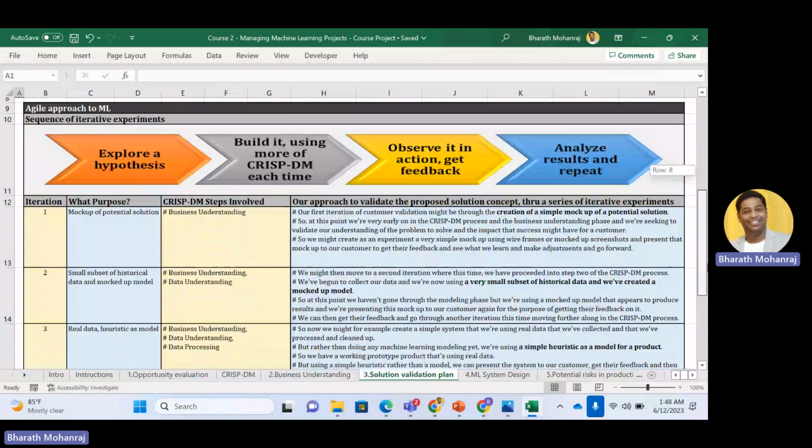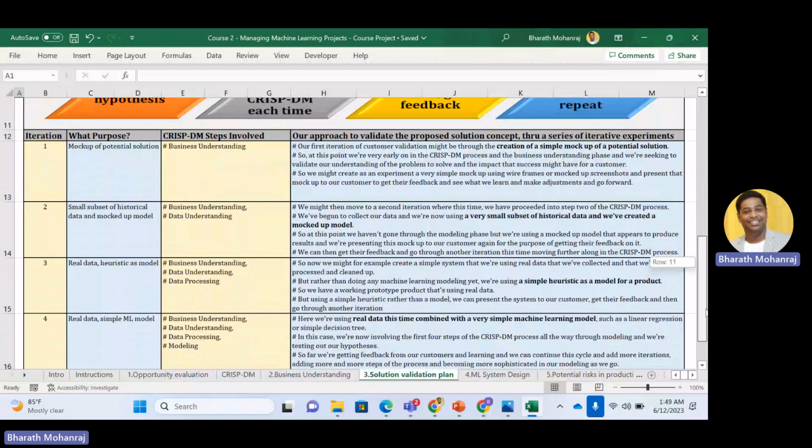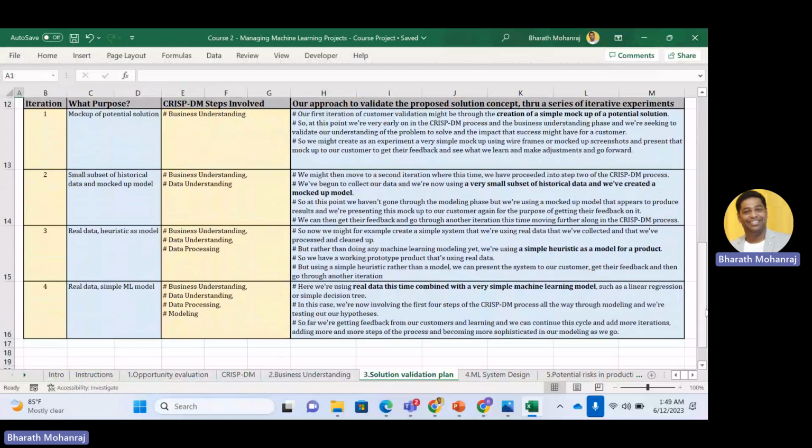Now here we are going to have an agile approach to ML, where we explore the hypothesis, build it using CRISP-DM each time, observe it in action, get the feedback, analyze the results, and repeat. So we are going to have an iterative approach. We have 4 iterations here. The first iteration is a mock-up of the potential solution, which corresponds to the business understanding phase of CRISP-DM. Then in iteration two, we have a small set of historical data and a mocked-up model build, which corresponds to business understanding and data understanding.